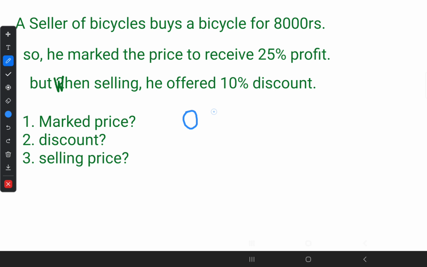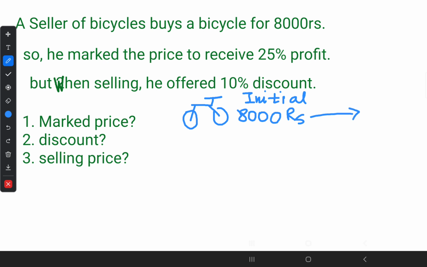Okay, this is the bicycle. The seller, that means he is the person who is going to sell, is buying the bicycle for 8,000 rupees. That means the original initial price of that bicycle is 8,000 rupees. So I already told you, from the initial price they will not give you a discount, they will mark a price to get some amount of profit. So he will mark an amount to receive 25 percentage of profit.